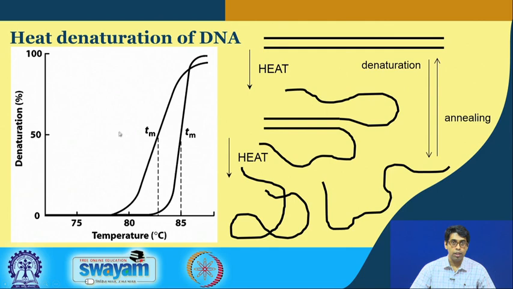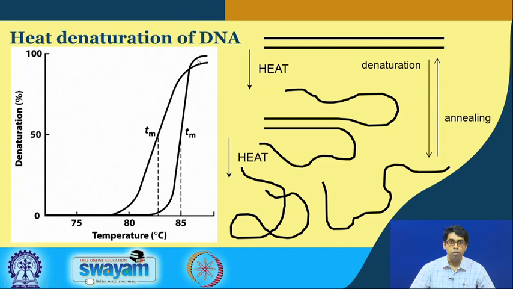When we heat them and we observe the absorbance of this DNA, the absorbance will change, because the absorbance when it is double-stranded and when it is completely isolated strands will be different. So let's say the absorbance increases. As the DNA molecule denatures, more and more of the molecules are denaturing, the absorbance increases, and when it is completely denatured, it will reach a saturation point.